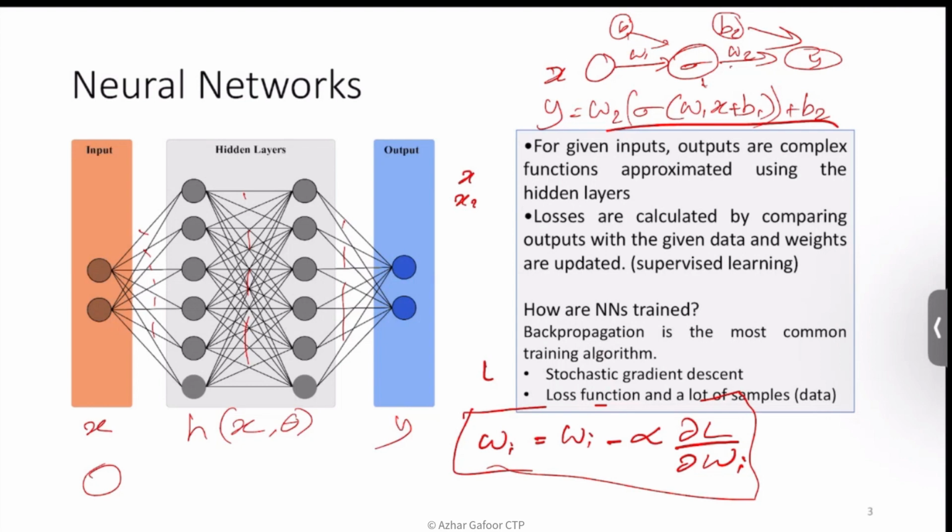Now, neural networks are trained with backpropagation. It's the most common training algorithm that we use, and we use stochastic gradient descent. And we need a loss function and a lot of data. Now, why do we need PINNs?